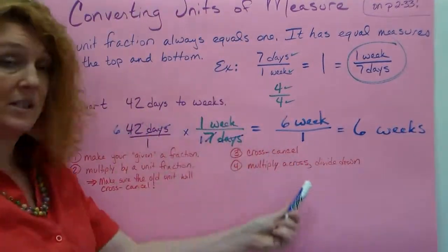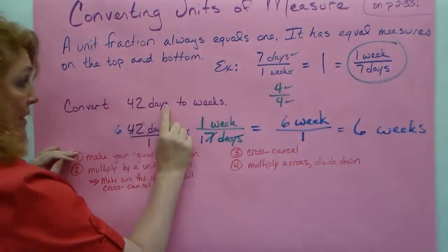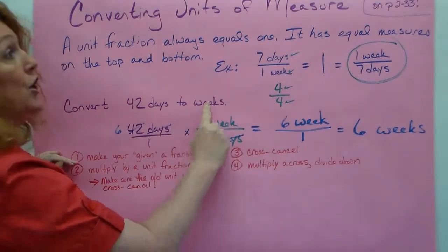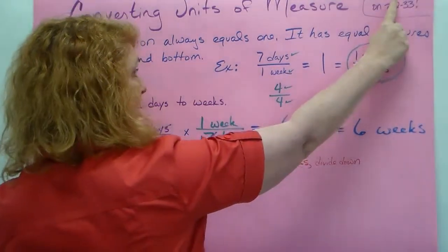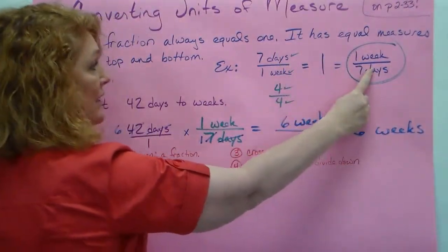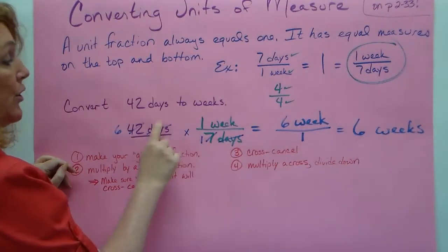Did you see how that worked? You're starting with something. It tells you the two things you need to compare. You look that up on your list. You come up with the unit fraction, and you figure out which one goes on the bottom so it cross-cancels from the top.